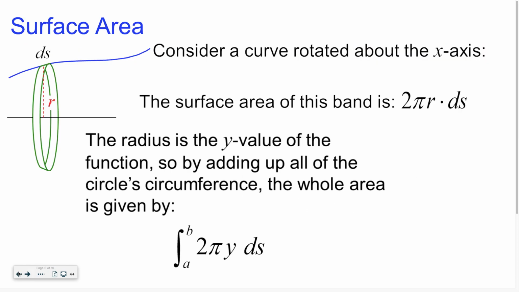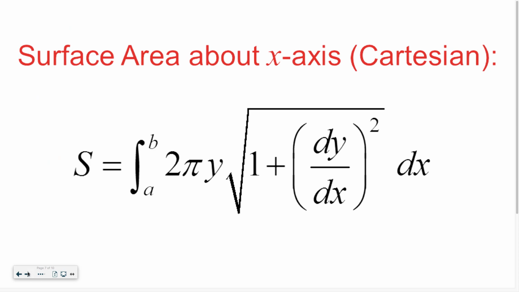Well, not the radius. Excuse me. This dx is our arc length. Sorry, I misspoke. Y is still going to be there. Okay, so we have to write that down. It's just this. So what is it? It's 2 pi y times arc length. That's it. 2 pi y arc length.